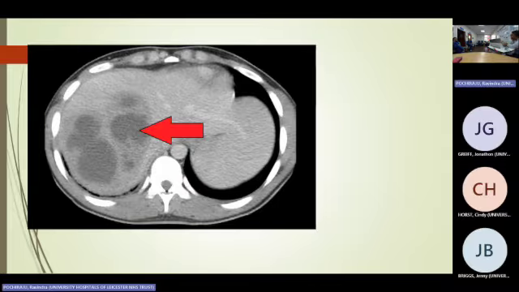Now, what are the other organisms which can cause abscesses in the liver? Klebsiella, yeah, this could be Klebsiella. I mean, apart from bacteria. You can get fungal abscesses. Can happen, yeah. Anything else?